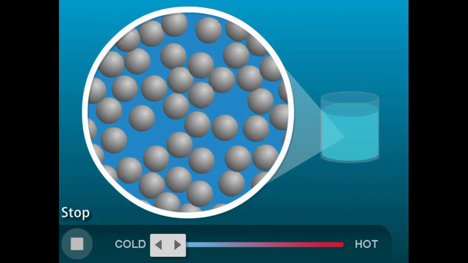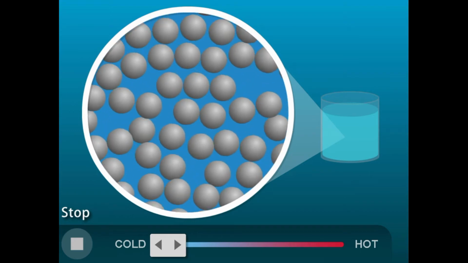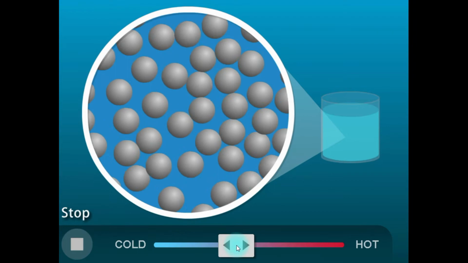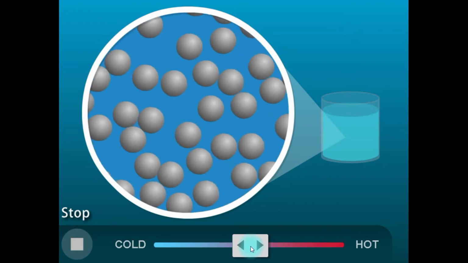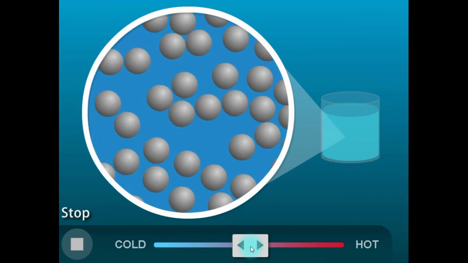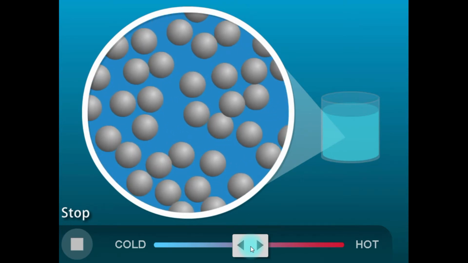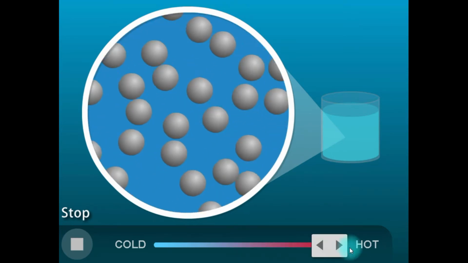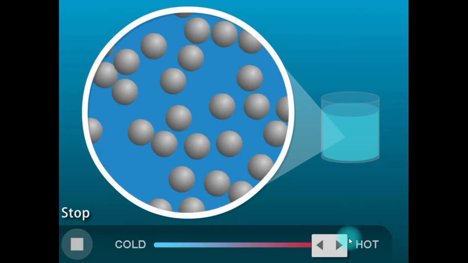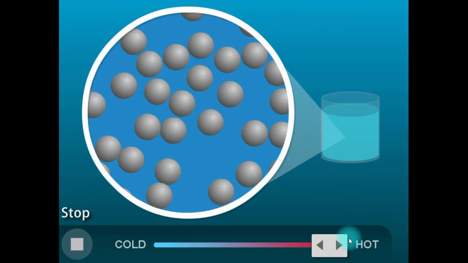So these are the cold molecules. Do you see how lazy they are? These are the normal temperature molecules. They are neither too lazy nor too active. And these are the hot molecules. Do you see how active they are?